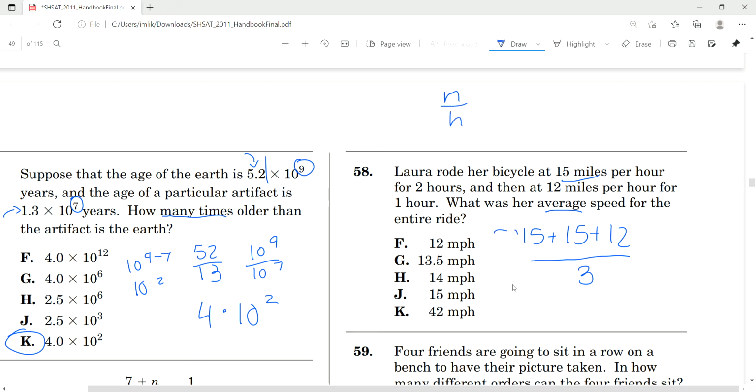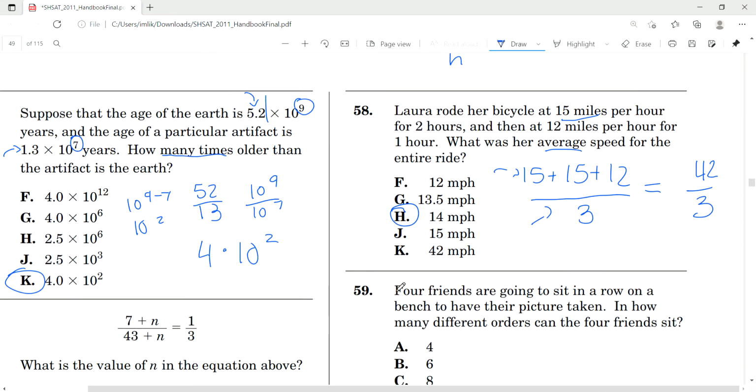Here are our miles. She rode 15 miles per hour for 2 hours, meaning that she did 15 plus 15, then 12 for 1 hour, so that's 12. That's our total number of miles. And this is our rate, which is 3 hours, so out of a total of 3 hours to find our average. This is going to equal 42, because 30 plus 12 is 42. 42 divided by 3, and that is going to be 14. Yeah, so it's H.